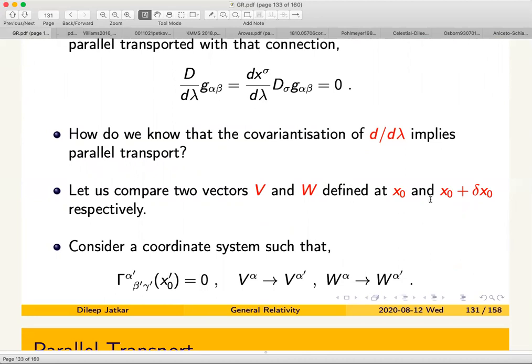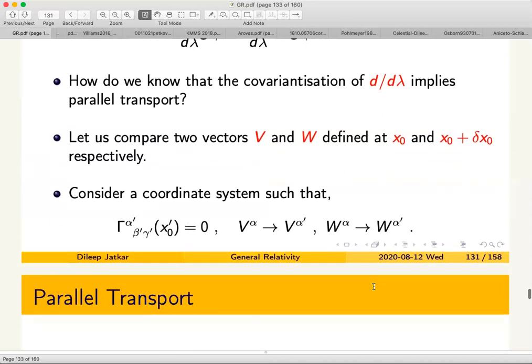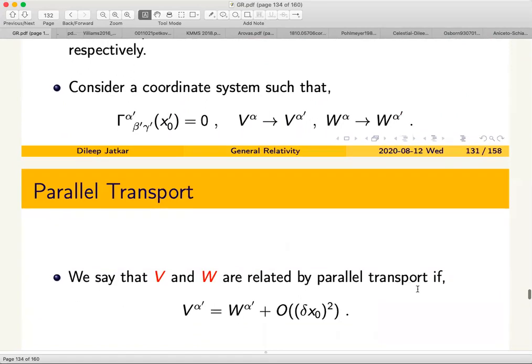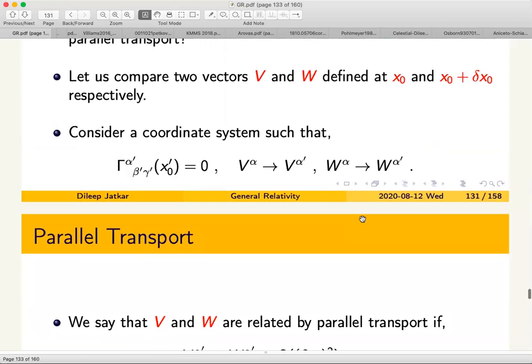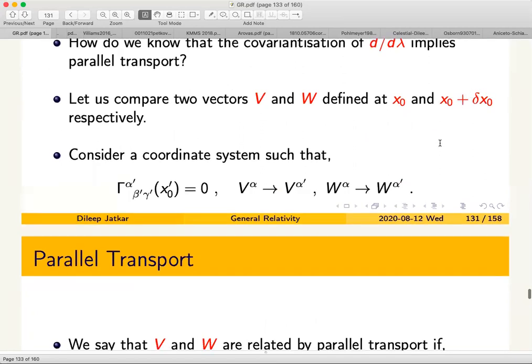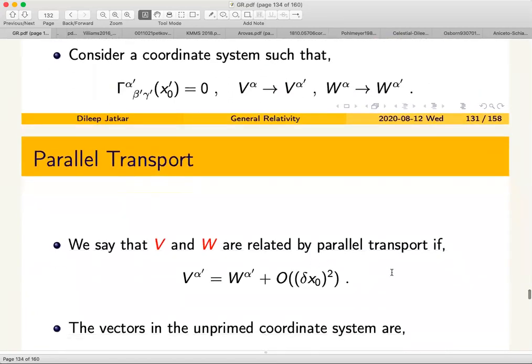So these are defined in the x coordinate system. We choose an x prime coordinate system in which gamma is 0. In this coordinate system, of course, v would go to v prime and w would go to w prime. And we want to ask, how do we study the relation between v and w? The statement is that v and w are related by parallel transport if v alpha prime is equal to w alpha prime up to corrections of order delta x naught squared. So that means there is no correction at linear order, but only at quadratic order.